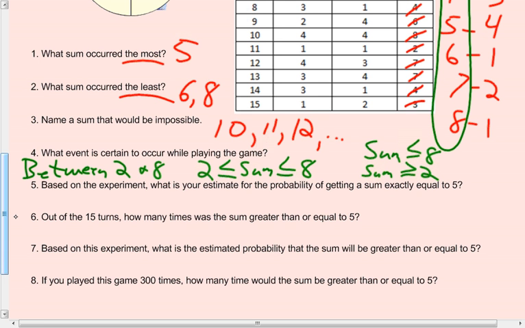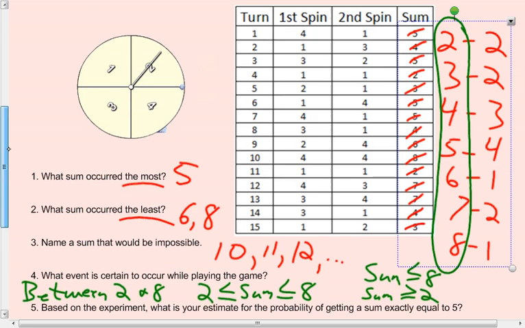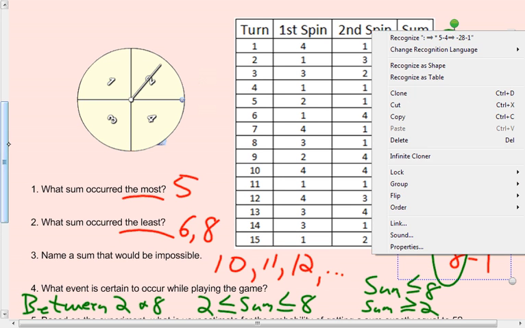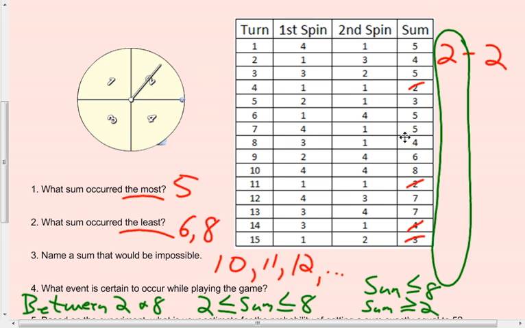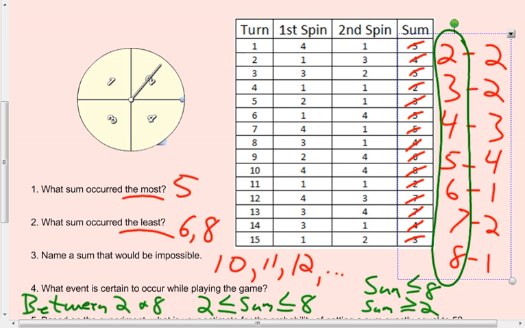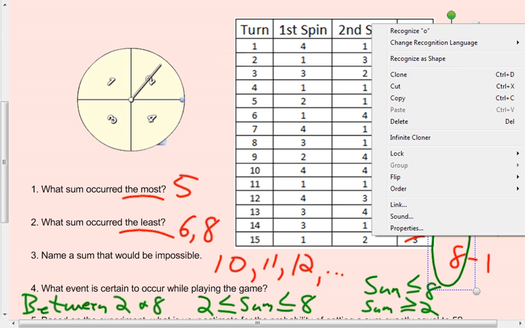Okay, question 5 says, based on the experiment, what is your estimate for the probability of getting a sum exactly equal to 5? Well, let's see. We'll delete this here for a minute. Okay. Sum that's exactly equal to 5. Well, when we did this, let's undo that. Let me delete this guy right here.